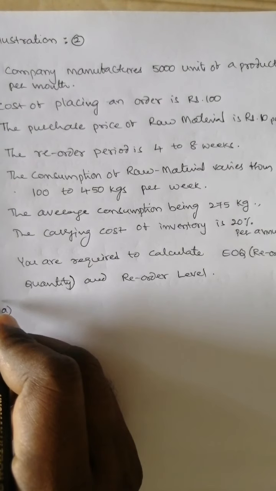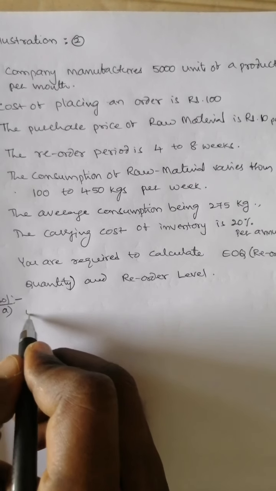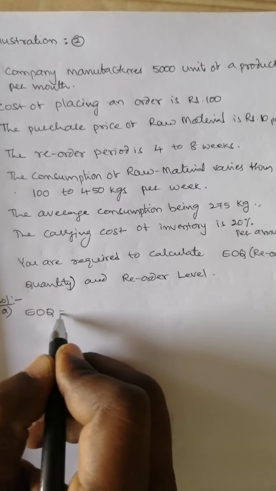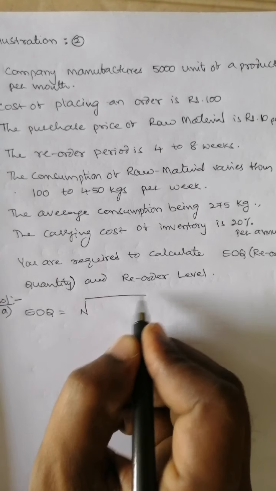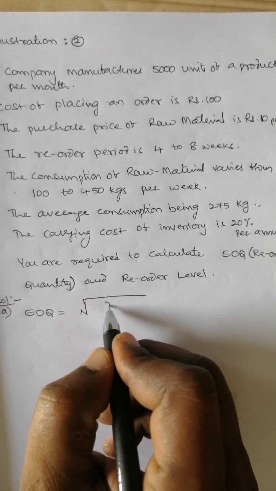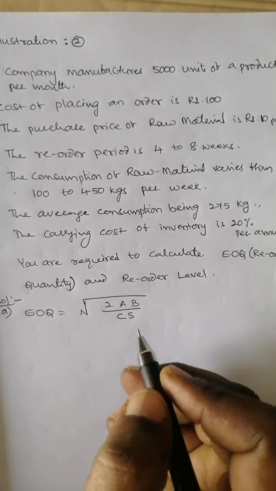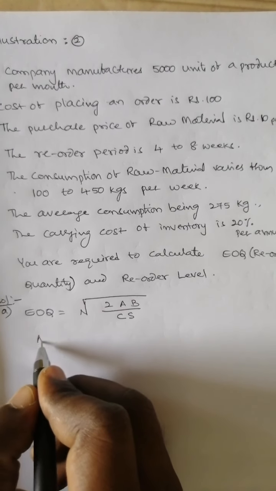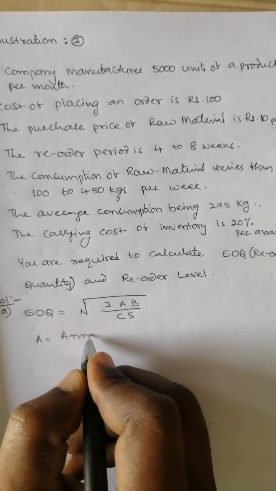A. Solution, we take the first, EOQ. Very simple equation which we know and already used in illustration 1. 2AB by CS. A is equal to annual consumption.